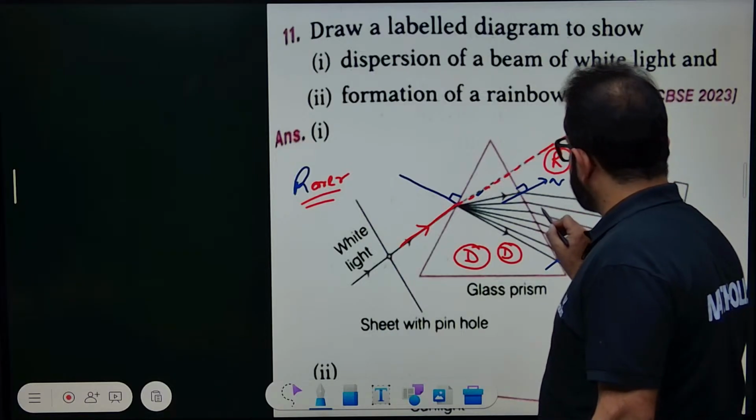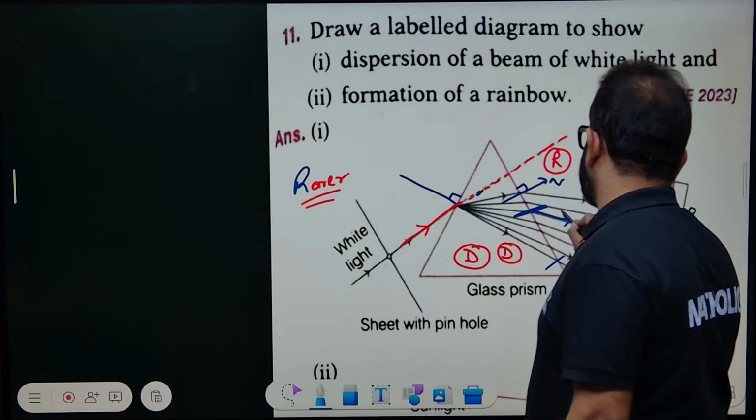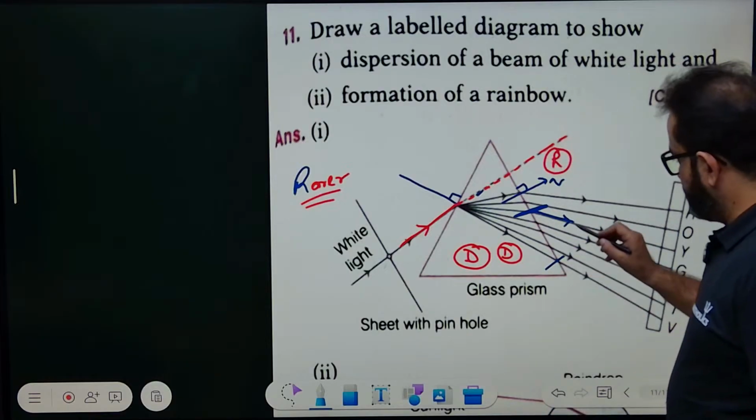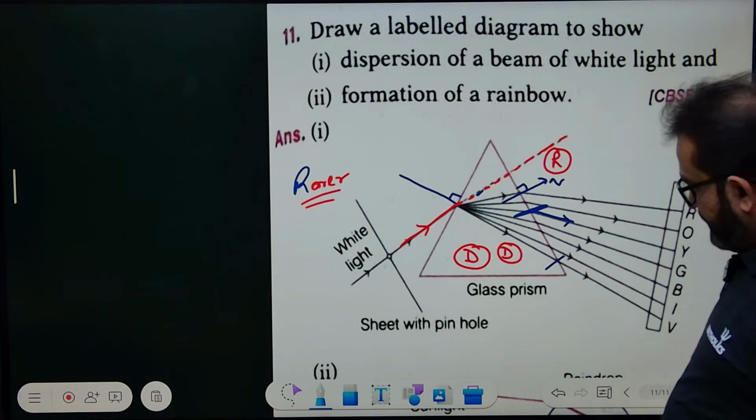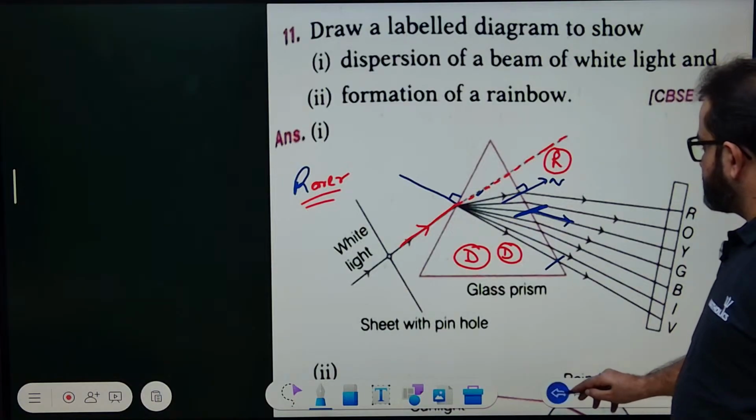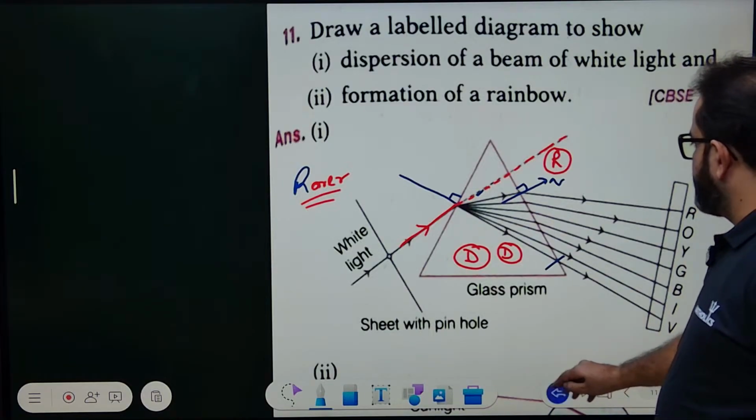For every line, see for this line, if this is the perpendicular, this is going away from the normal. This direction is away from this line. That's what we call away from the normal. That's it. Nothing to worry about in this diagram.